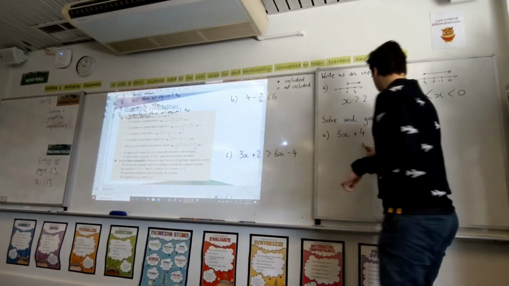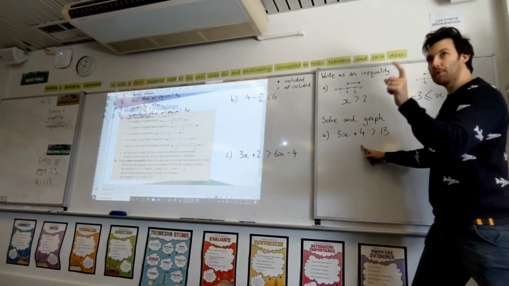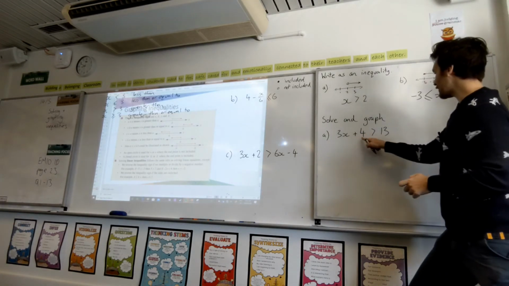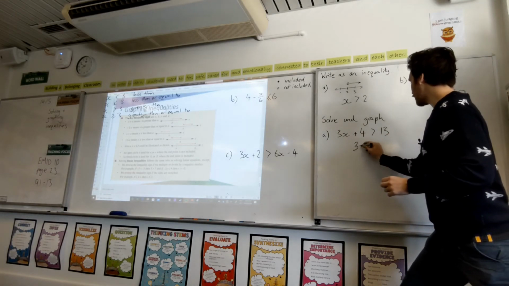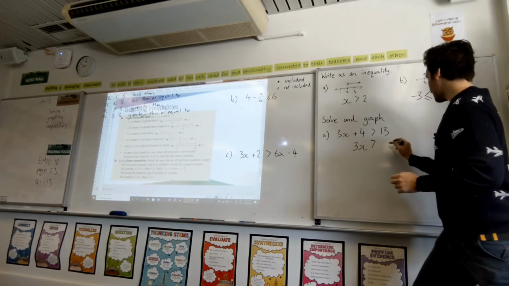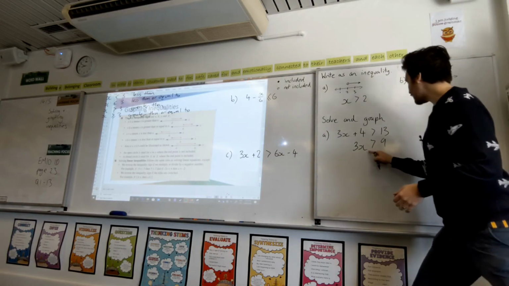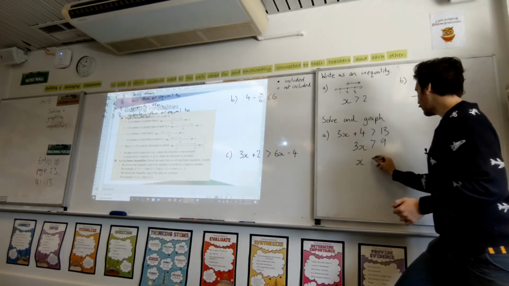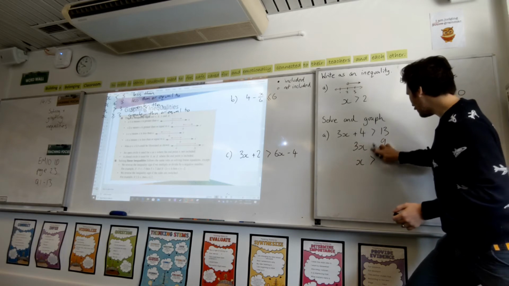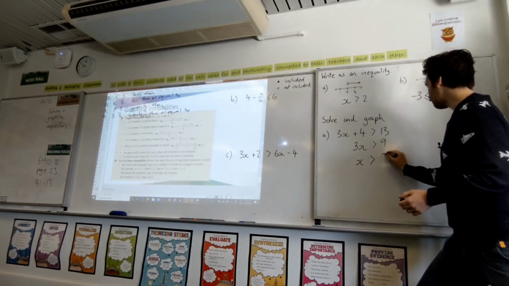Okay, so starting off with this one, again, we're going to treat it as a regular solving problem with the normal rules that apply to begin with. So 3x plus 4 is greater than 13. I'll take away 4 from both sides. 3x is greater than 9. And it's already looking pretty straightforward. So 3x divided by 3, 9 divided by 3 will give us x is greater than 3.